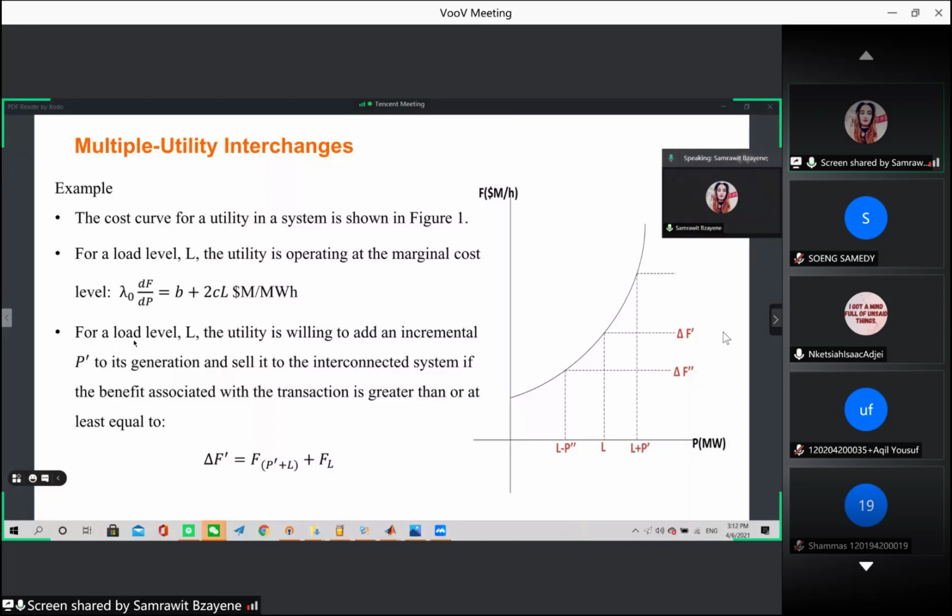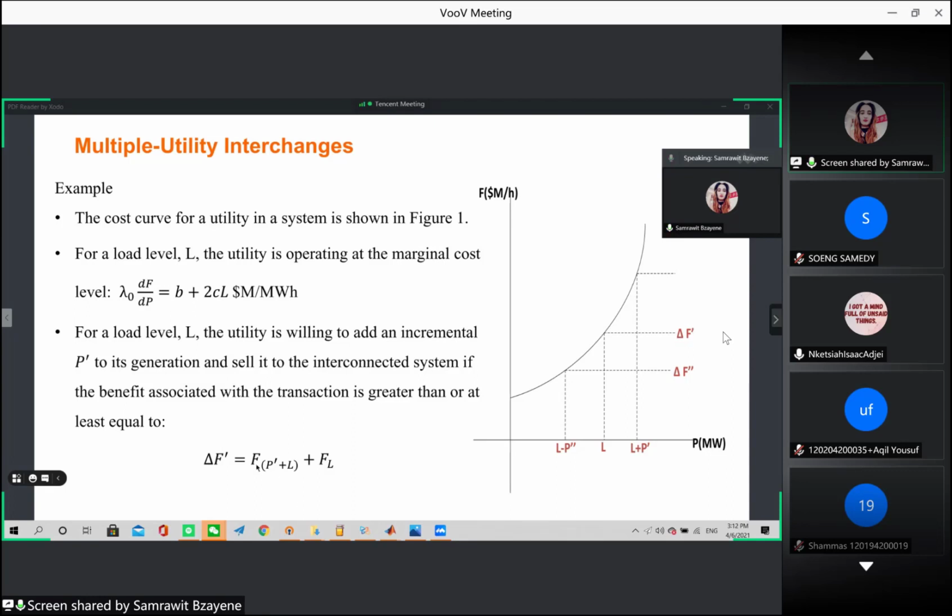And for a load, this dF/dt, lambda naught, is equal to d plus 2cl, which represents the minimum increment in total generation cost of the utility to supply an additional unit of generation over utility load level A. So for a load level A, the unit is willing to add an incremental P prime to its generation and sell it to the interconnected system, and the benefit associated with the transaction must be greater than or at least equal to this change F single prime.